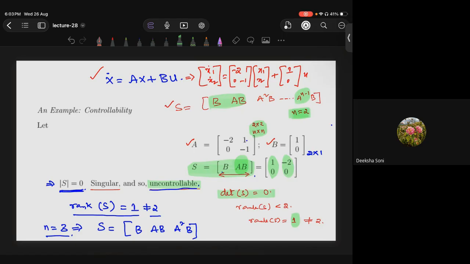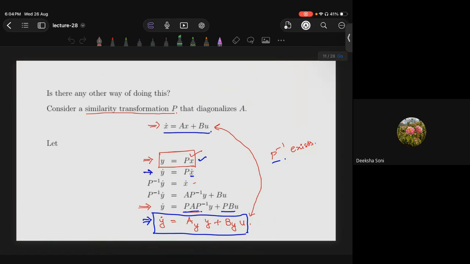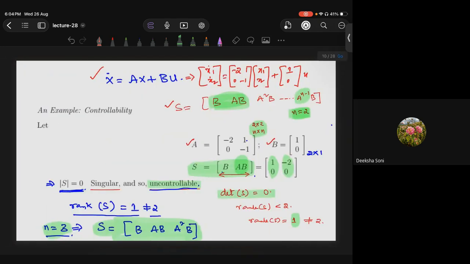Okay. Here n is equal to 2, so we got only 2 terms. If n is equal to 3, we will get 3 terms. Clear? Any doubt? This is how we will check. So let us see this example also. Is there any other way of doing this? Okay, so we can do that. Is there any doubt here? If you have any doubt, you can ask me.